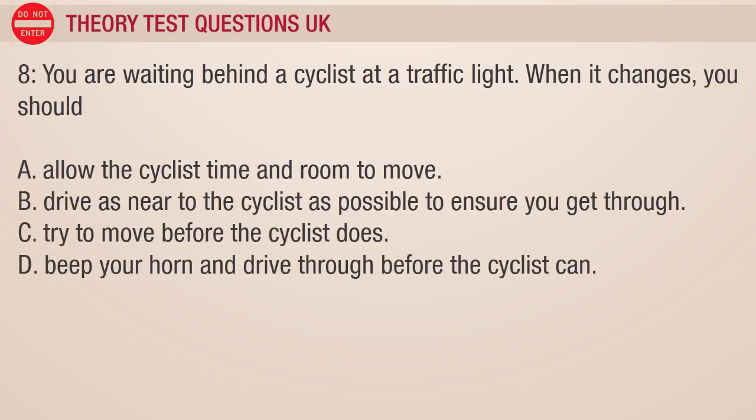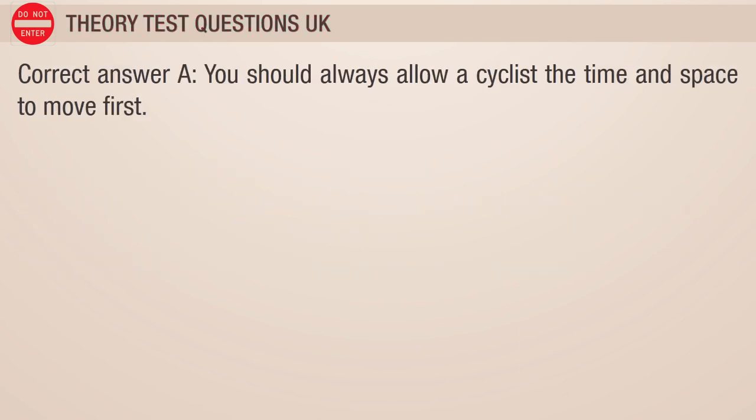Question 8. You are waiting behind a cyclist at a traffic light. When it changes, you should: A. Allow the cyclist time and room to move. B. Drive as near to the cyclist as possible to ensure you get through. C. Try to move before the cyclist does. D. Beep your horn and drive through before the cyclist can. Correct answer A. You should always allow a cyclist the time and space to move first.